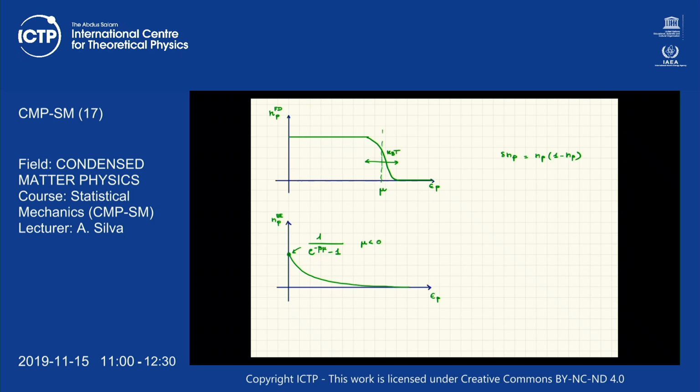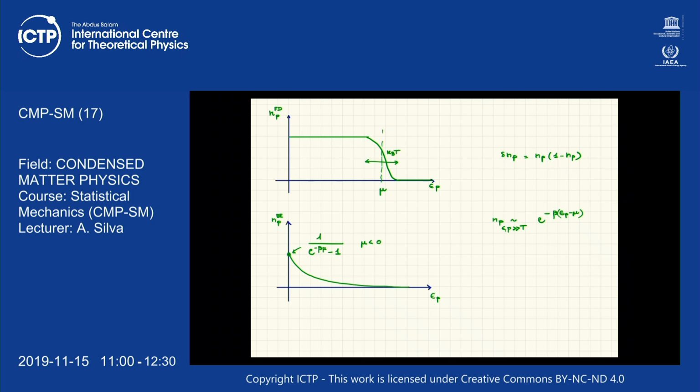Now, what is interesting of both distributions is that if you look at the tails of this distribution, when epsilon p is very, very large, then in both cases you get the same expression, e to the minus beta (epsilon p minus mu). To be precise, when epsilon p minus mu is much larger than kBT, then in both cases you end up having the same kind of factor, which is essentially a Boltzmann factor. So it's classical.